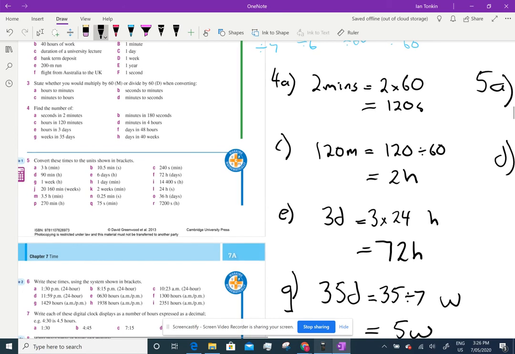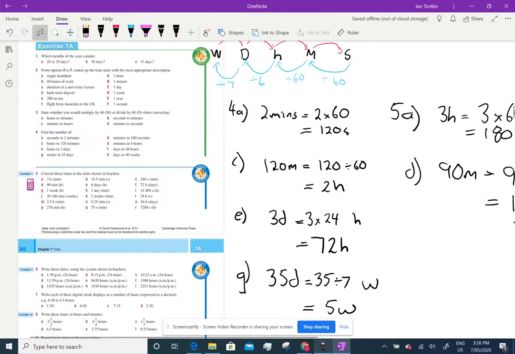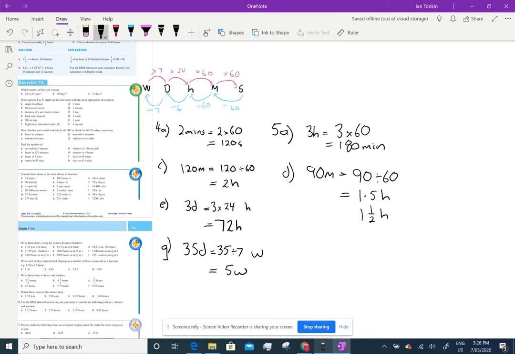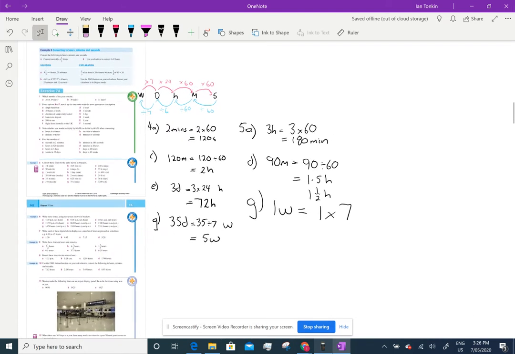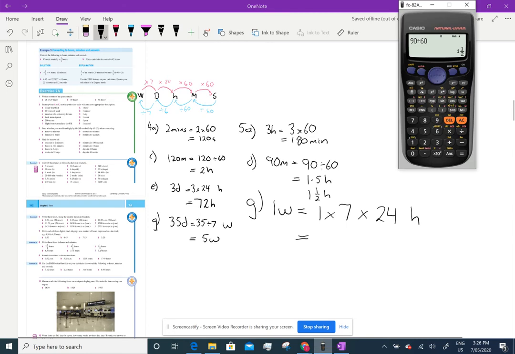What are we up to? 1 week into hours. So this is G. So I've got 1 week. I have to convert that into days. So 1 times 7. So it'll give me 7 days. But I've got to convert it into hours. So I've got to go another jump. So I'm going to have to times by 24 to get it into hours. So I go to my calculator. 1 times 7 times 24.